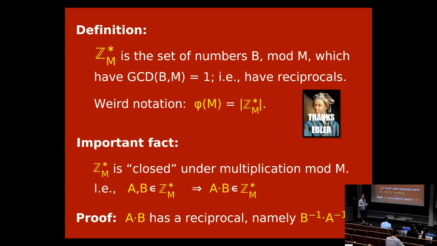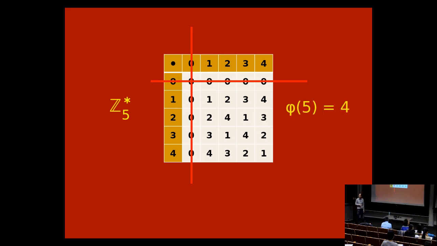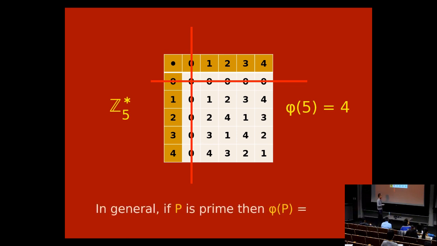It means if you collect together all these numbers that have GCD 1, or have reciprocals, they make a nice new little number system where you can multiply numbers together. Let me give an illustration. If you want to make Z5 star, you start with the multiplication table, but now we get rid of 0. It doesn't have an inverse. So there are 4 numbers, 1, 2, 3, 4, mod 5, and you can do multiplication on them, and it always stays within the set 1, 2, 3, and 4. And phi of 5 is 4, because there are 4 numbers here.